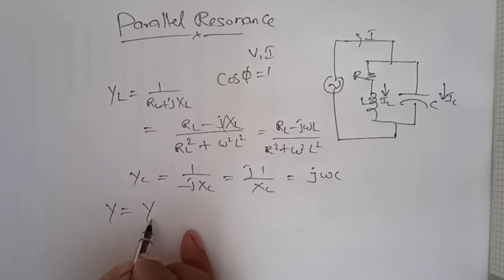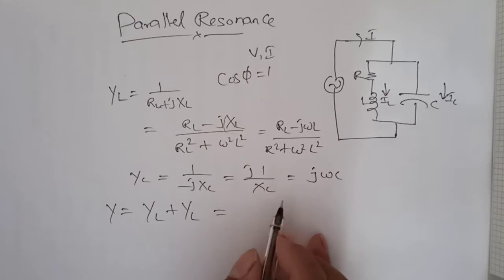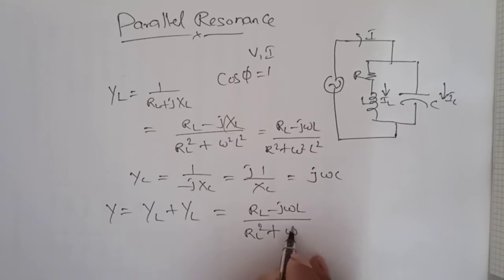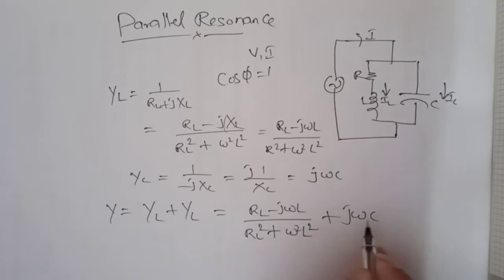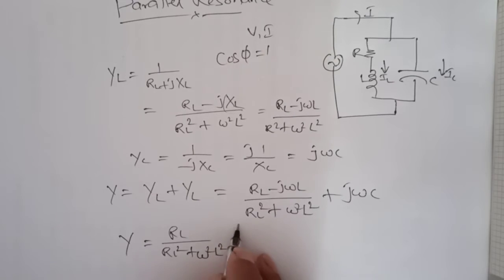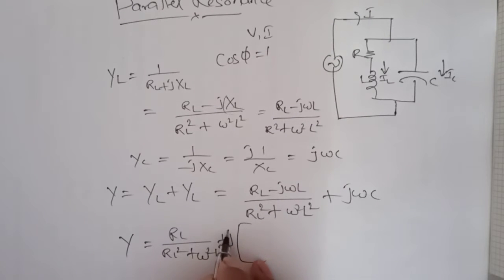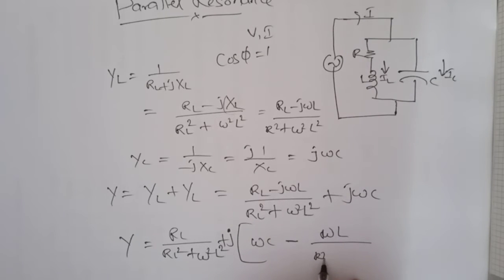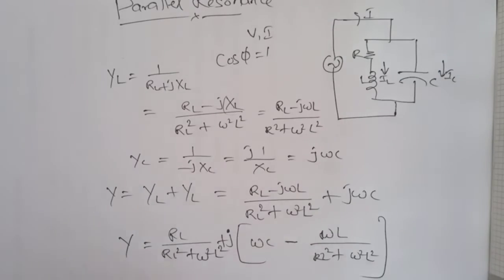The total admittance Y of this parallel resonant circuit is Y equal to YL plus YC. There we get RL minus j omega L divided by RL square plus omega square L square, plus j omega C. Now if you make some terms common here, RL divided by RL square plus omega square L square, plus j times omega C minus omega L divided by RL square plus omega square L square.